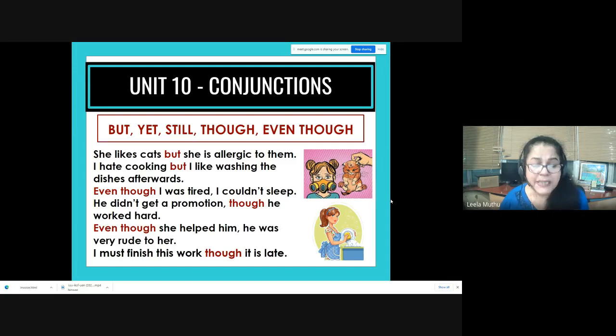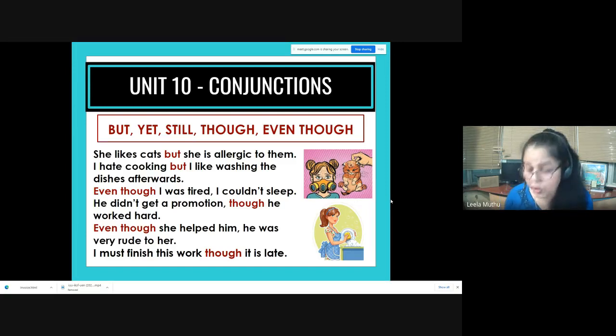Okay? I must finish this work. Okay? I must finish it. It is late, so maybe I can't finish it. So, two contrasting statements. I must finish my work. It is late. It is very tiring. I may not be able to finish it. So I must finish my work, though it is late. So, though it is late, I must still finish my homework. I can't afford to go to sleep now. So, you can see how these conjunctions are being used in these sentences. Okay. But, yet, still, though, even though.